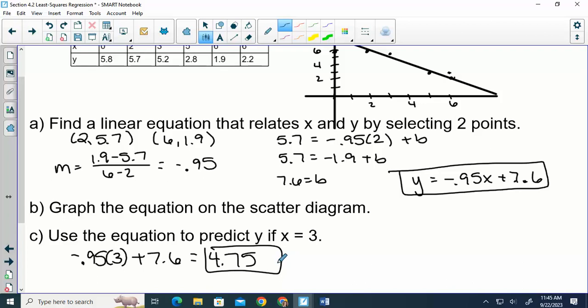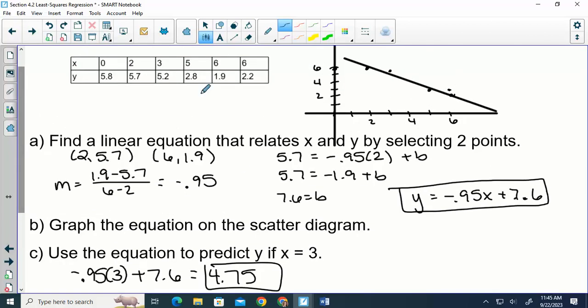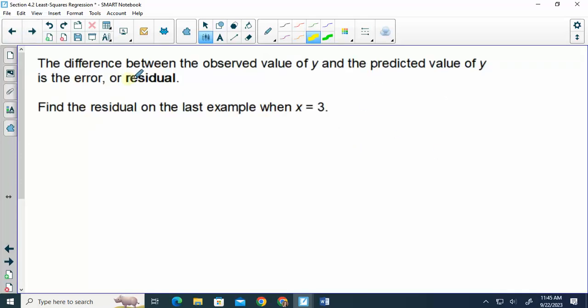But we know that line isn't perfect. And so there's always a difference between the value that our line is going to give us and the value we might actually see. If we look at this, did we have a point when x was 3? Yeah, and that one was 5.2, but we got 4.75. So there's a difference between those. That difference is what's called the residual. So residual is the difference between the observed and the predicted value.